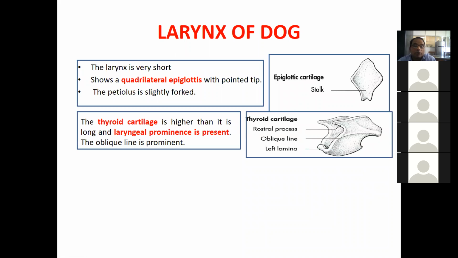If you see the thyroid cartilage in the dog, it is slightly higher than it is long. You see, it is much higher than long, and the laryngeal prominence on the ventral side is present. So the laryngeal prominence is present in the ox and also in the dog, but in the horse this laryngeal prominence is absent. This is the basic differentiating point.